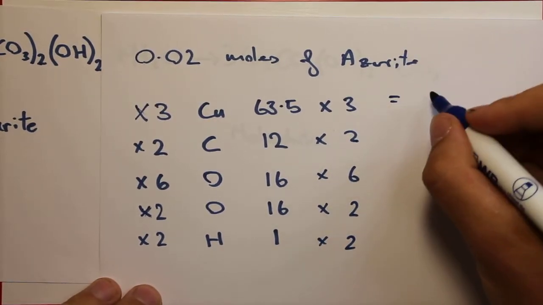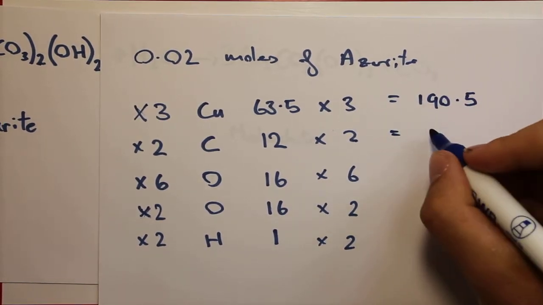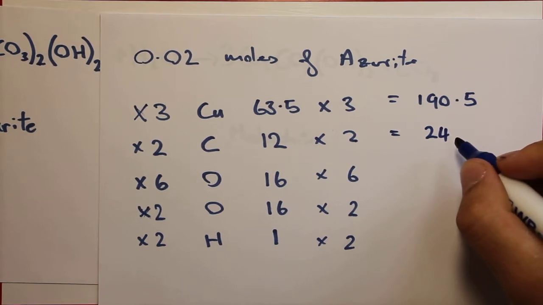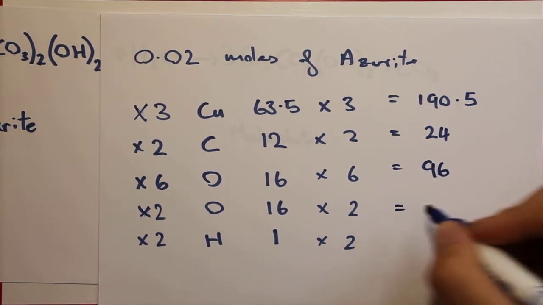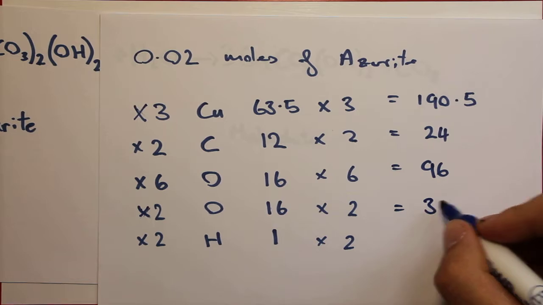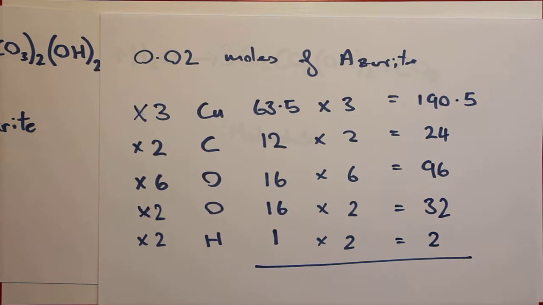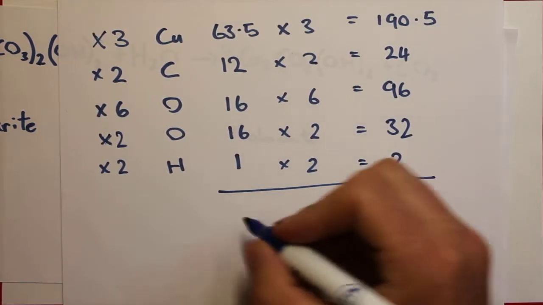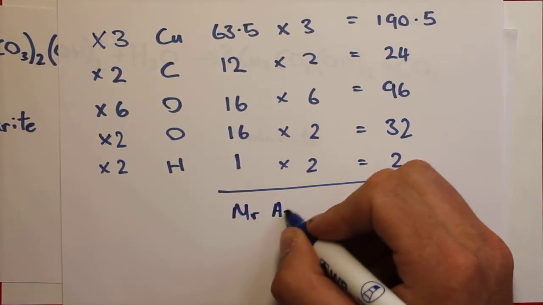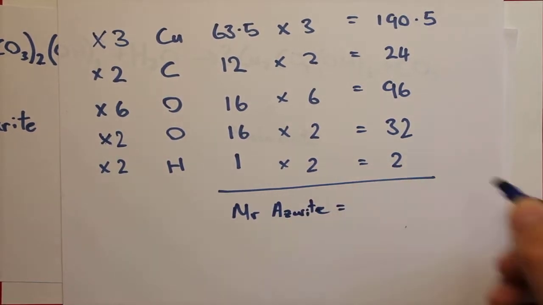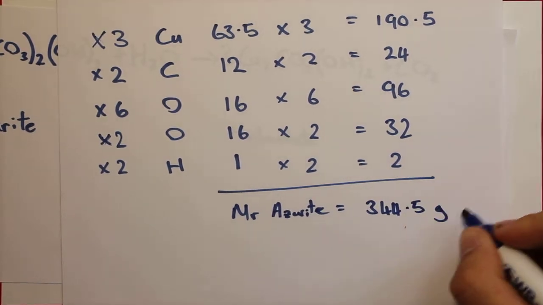And this is going to equal 190.5 grams per mole, 24 grams per mole for the carbon, 96 for our oxygen, plus another 32 grams per mole for our oxygen, plus our 2. So when we add all of these together, we have got a relative molecular mass of azurite, which is equal to 344.5 grams per mole.